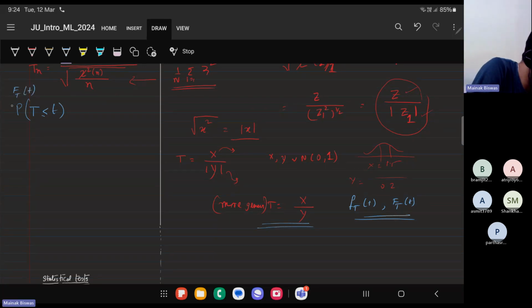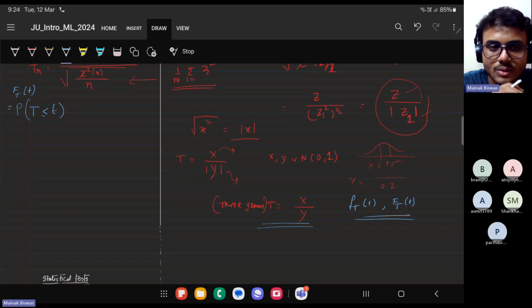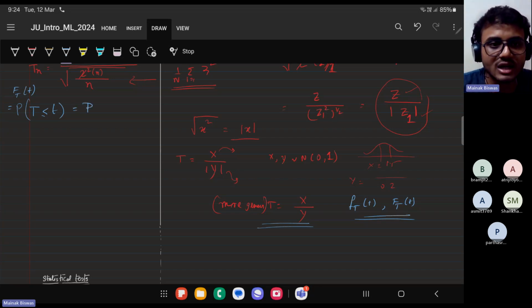Yes or no? I have told you many times, it's not a one-to-one function, so the derivative rule will not hold. So we'll directly do the CDF. Okay? Yes. This I have been doing many times. So what will I replace this with now? I do not know the distribution of T. That's what I have to find. Which distribution do I know?